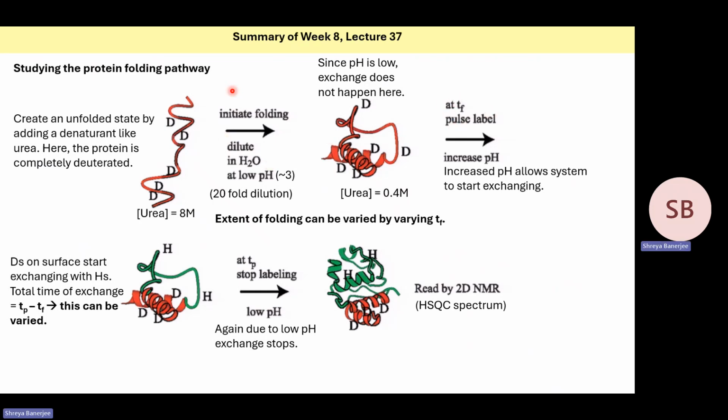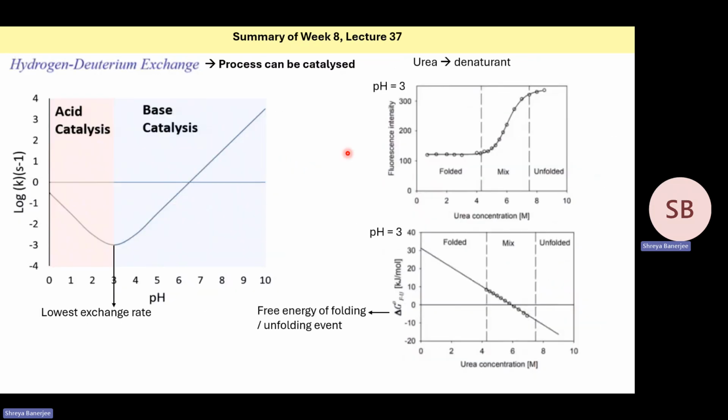So initial time is 0. The time after the protein is completely deuterated, suppose that is TF. At TF, you are increasing pH. As you are increasing pH, the system will start exchanging. So you are increasing pH from 3, and the exchange rate is increasing.